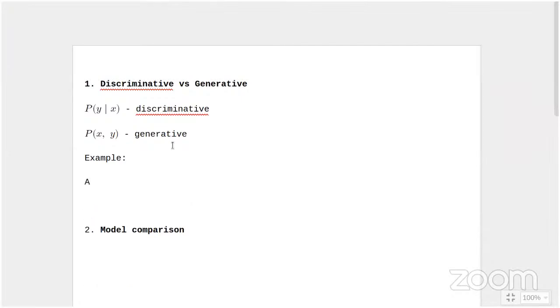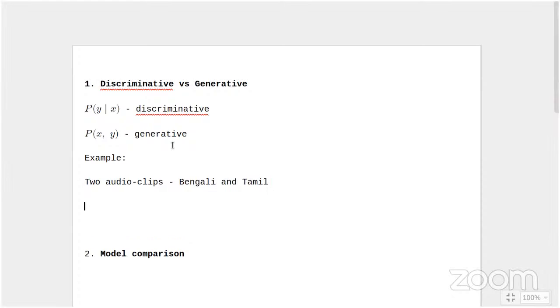Assume that you are given two audio clips. One of them is in Bengali and the other one is in Tamil. You give them to two persons. Person one is say an American, so he doesn't know any of the Indian languages. You tell him to distinguish between these two audio clips. He doesn't know Bengali, he doesn't know Tamil, he has never heard anyone speak Bengali or Tamil before, but you give this person two audio clips.